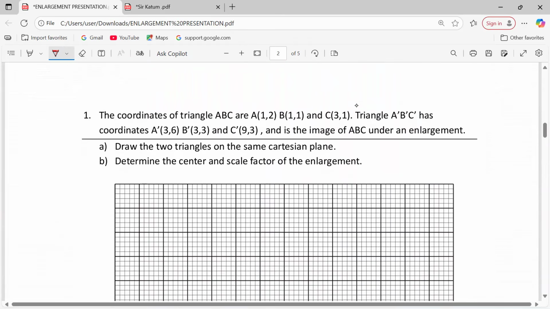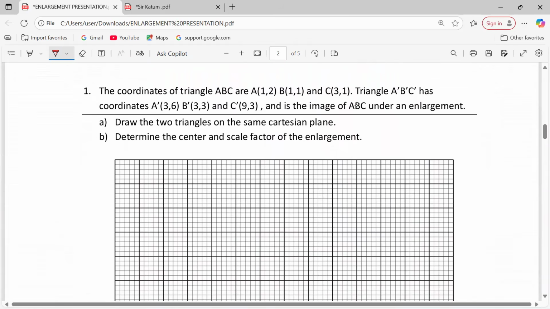It's my belief that we're going to work together through the positive scale factors and the negative scale factor, and learners together with students are going to understand what usually happens. The coordinates in number 1 of triangle ABC are 1, 2; 1, 1; 3, 1. Then we are further told that triangle A prime, B prime, and C prime has coordinates 3, 6; 3, 3; 9, 3, and it's the image of ABC under an enlargement.